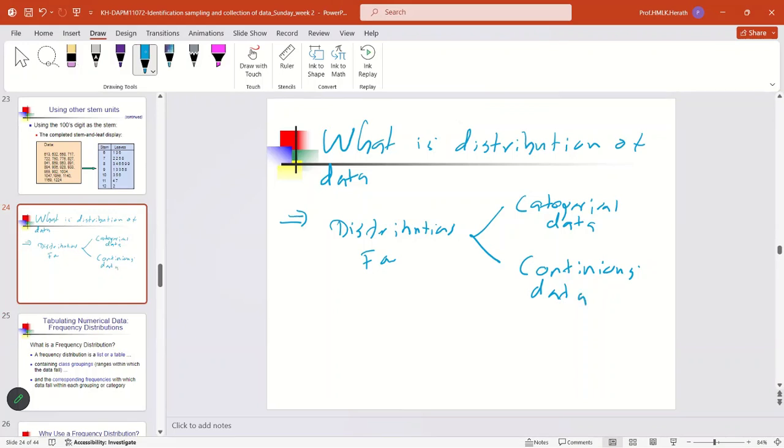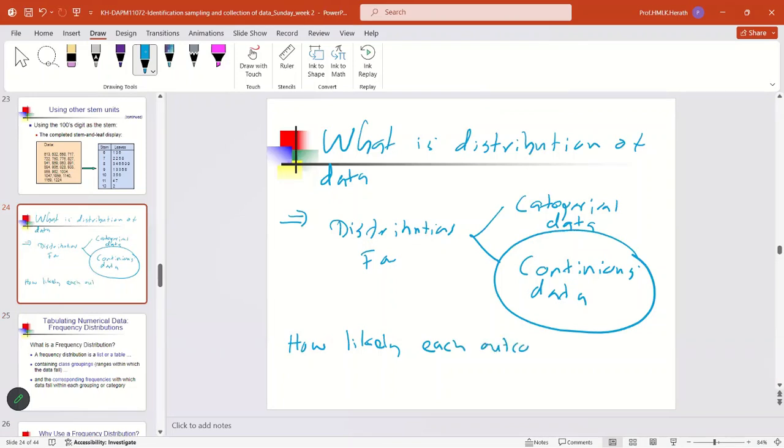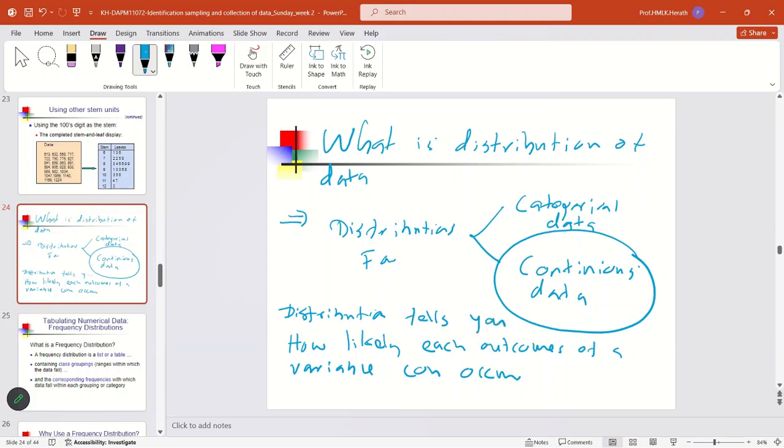So here we talk about continuous data, the distributions of continuous data. The distribution tells you how likely each outcome of a variable can occur. Distributions tell you how likely each outcome of a variable can occur.